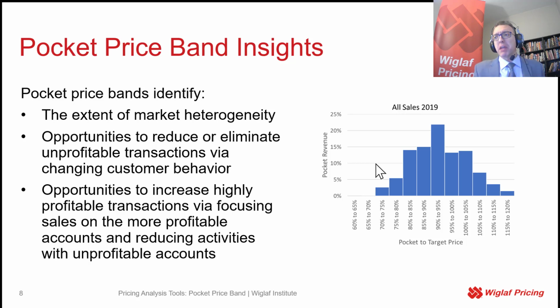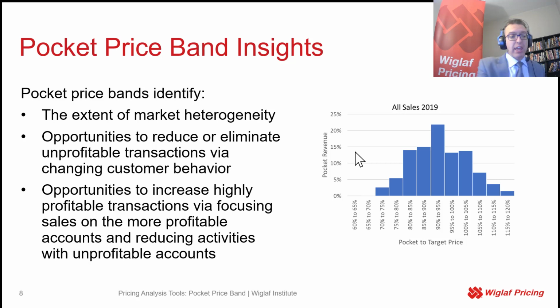The pocket price band allows you to start to review what you see and to just start to dig into what's causing this. And ultimately, what you want to be able to do is for these transactions, they're over here on the left with, in this case, a low percentage achieved of the target price. Well, can you eliminate more of those transactions?